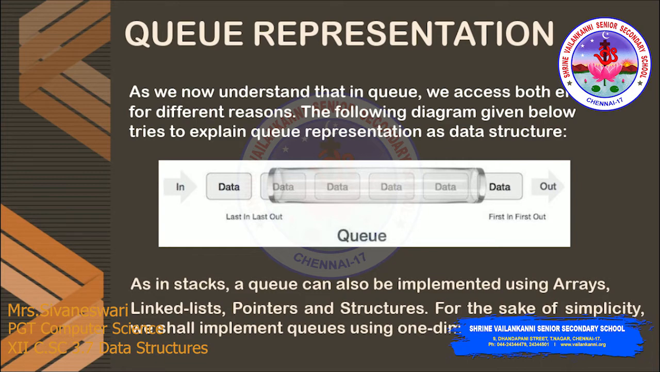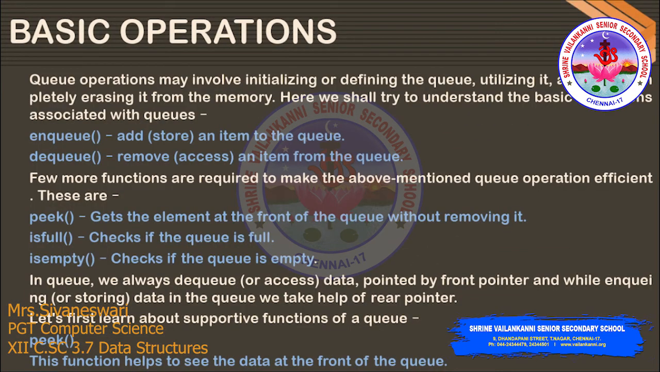As in a stack, a queue can also be implemented using arrays, linked lists, pointers and structures. For the sake of simplicity, we shall implement queues using a one-dimension array. There are a few basic operations. Queue operations may involve initialization or defining the queue, utilizing it, and then completely erasing it from the memory.